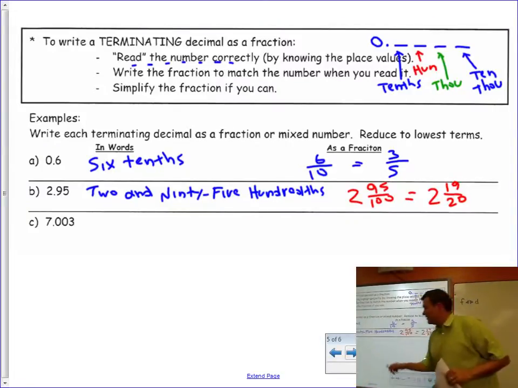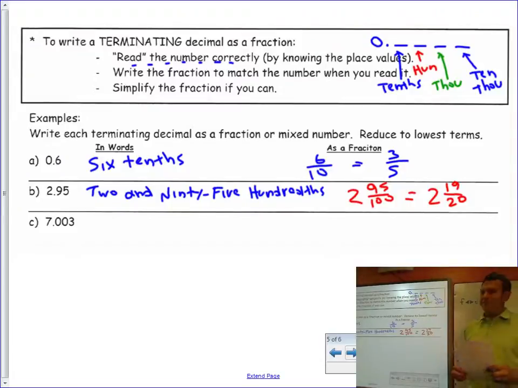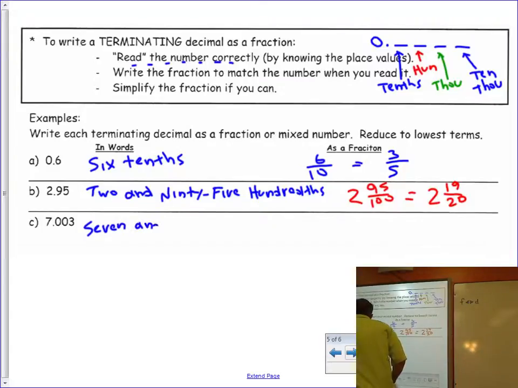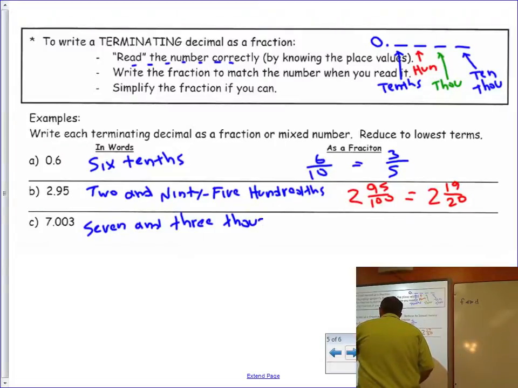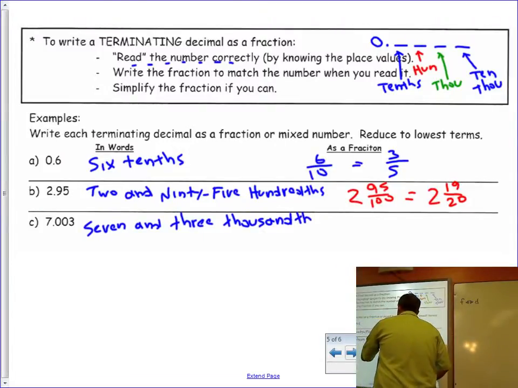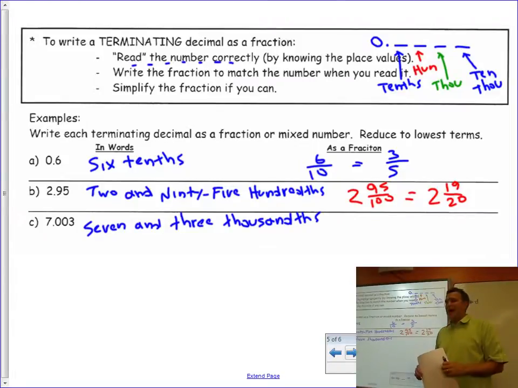Last up, we have 7.003. This one goes 3 decimal places, so that means it ends in the thousandths spot. So this is going to be 7 and some number of thousandths. Seven and 3 thousandths, right? The 0.003 would be the number 3. That would give you 3 thousandths.